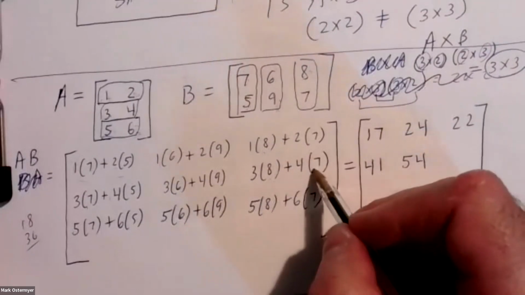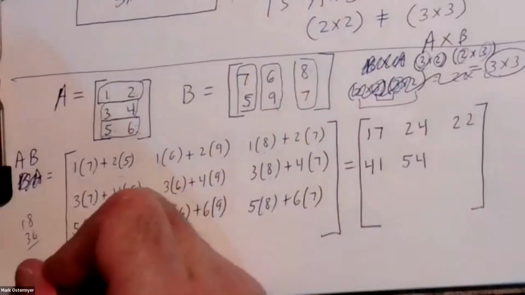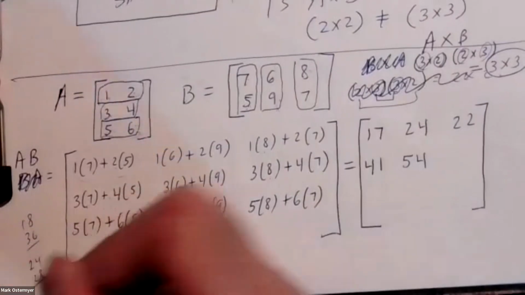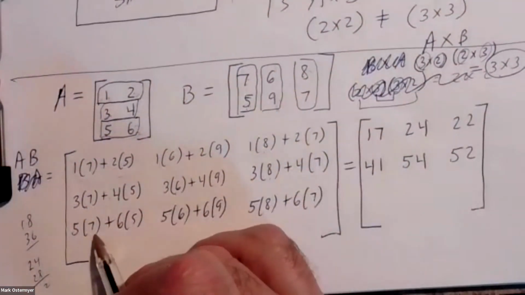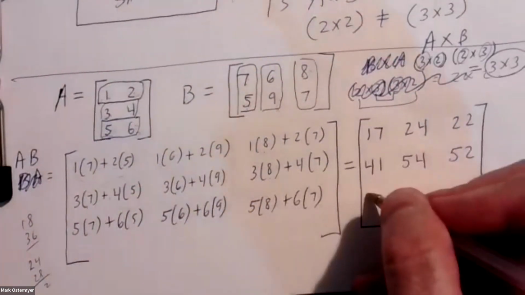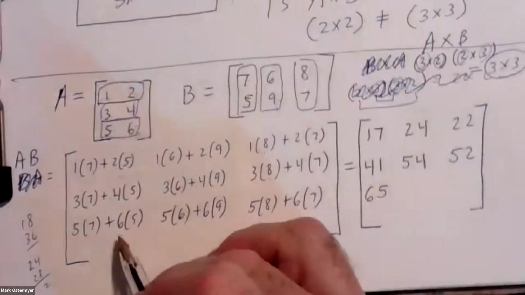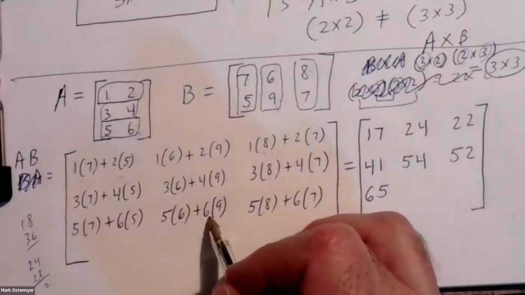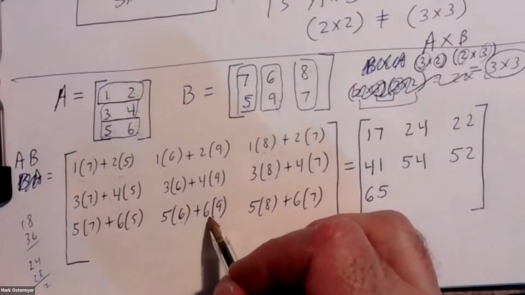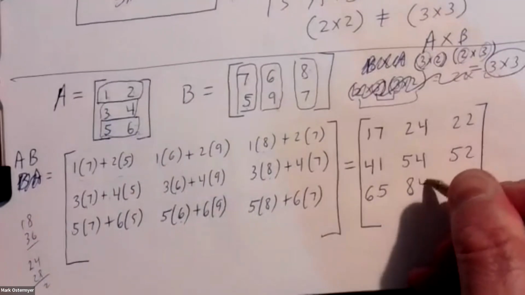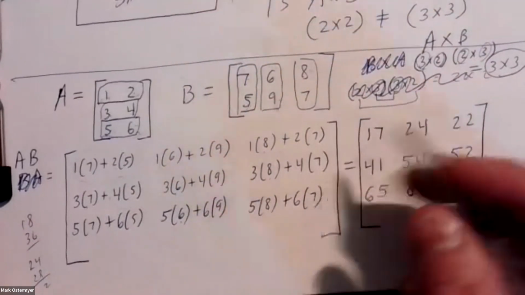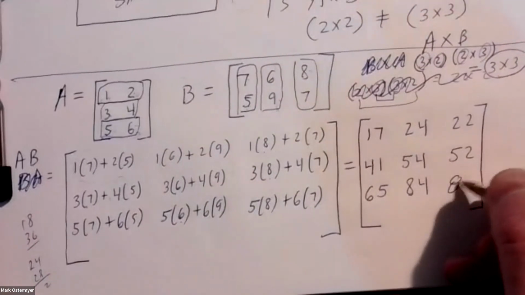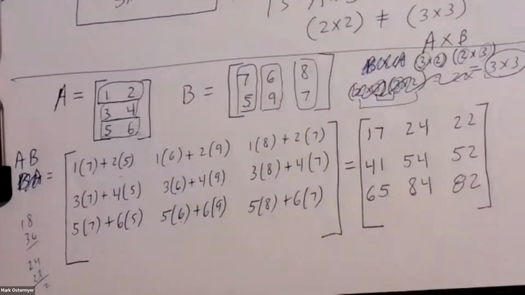24 added to 28, 52. 35 added to 30. 30 added to 54. And 40 added to 42. And that would be your 3x3 product matrix.